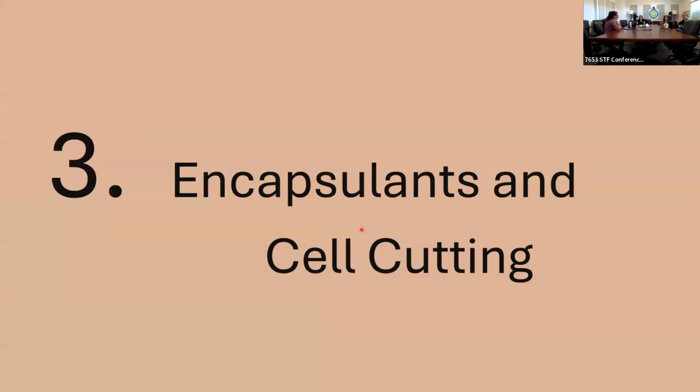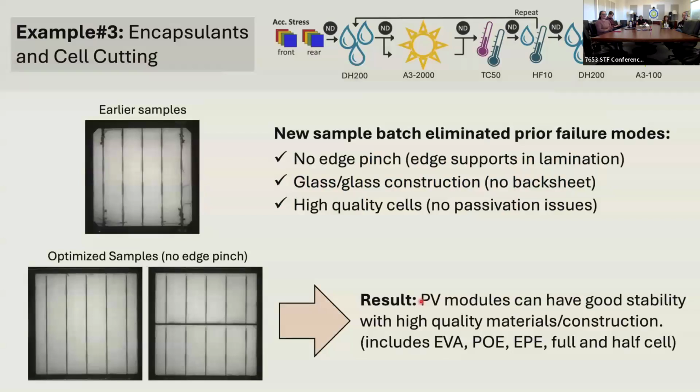So the third case study here is on ideally intentional changes of encapsulants and cell cutting. But we find that we've actually eliminated all of the problems in our module materials and these samples end up super stable. So we eliminated our prior issues. We have no edge pinch because we used edge supports in the lamination. We use a glass-glass construction, so there's no back sheet to have to worry about polymer degradation modes. And we have high quality cells that don't have passivation issues.